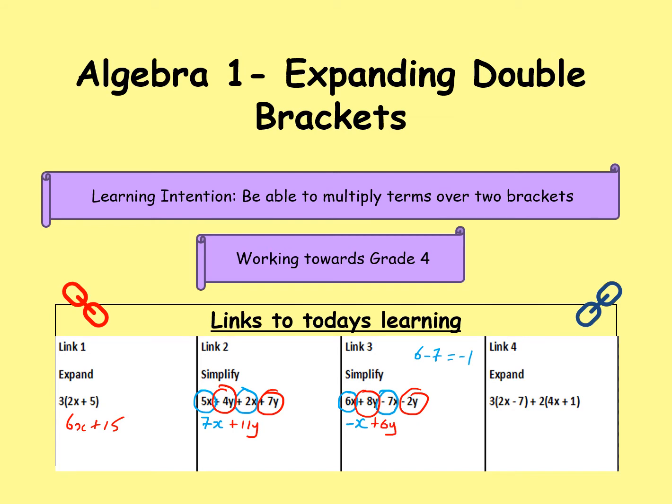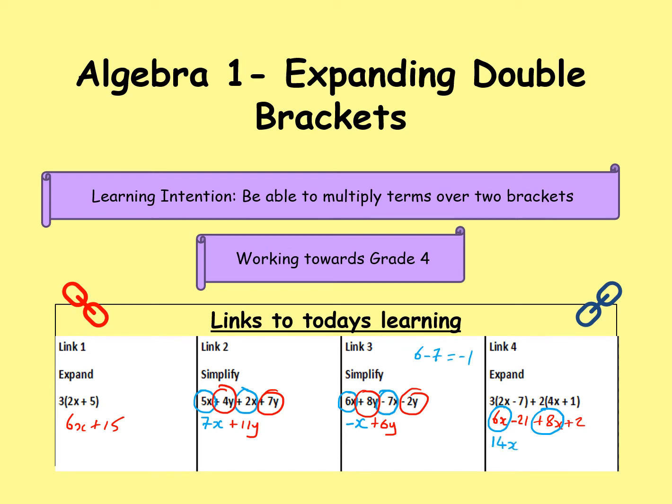Okay. And the last one then, we're expanding two brackets and simplifying. So you've got 3 times 2x minus 7. So that's going to be 6x minus 21, plus 2 times 4x, so plus 8x, plus 2. So we're going to collect like terms. So we're going to collect the x's. So it'll be 6x plus 8x, which is 14x.